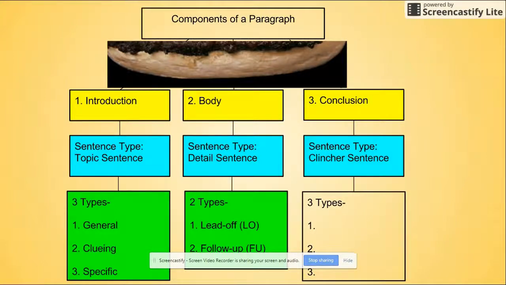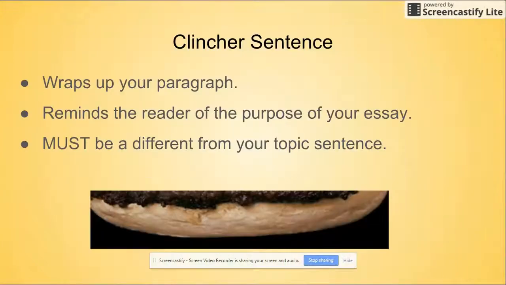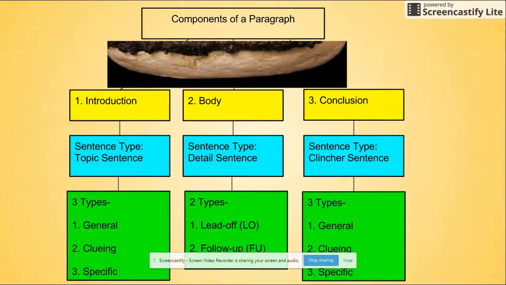This sentence is called a clincher sentence. There are also 3 types of clincher sentences. The clincher sentence helps wrap up your paragraph. It reminds the reader of the purpose of your essay, and it must be a different type from your topic sentence. Because as we'll also see here, there are also general, cluing, and specific clincher sentences. So in order to give your writing variety and to make it stronger, you need to use a different type of topic sentence than your clincher sentence.